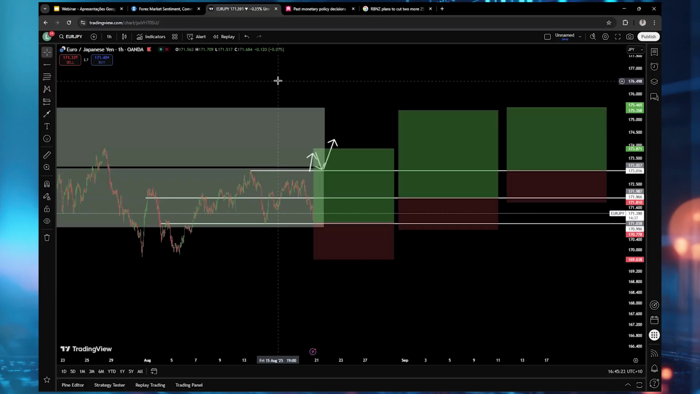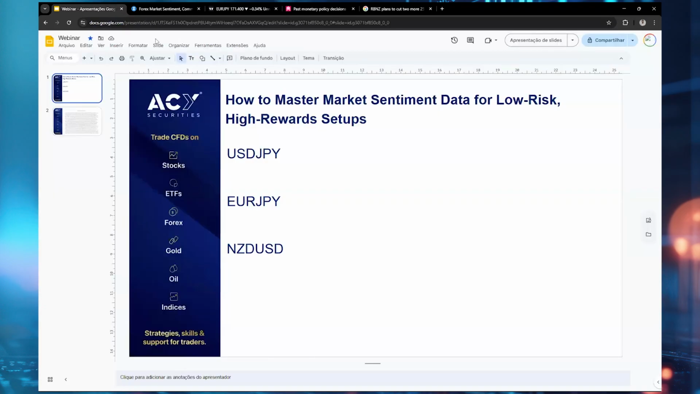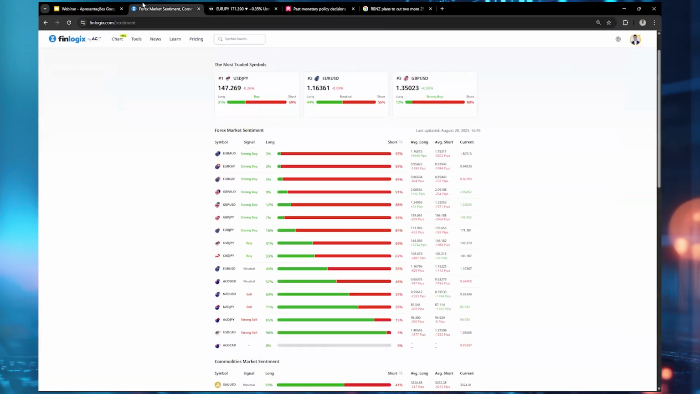I do believe if the Japanese yen doesn't gain strength overnight, we can probably have US dollar Japanese yen and Euro Japanese yen hitting targets in a very short period. Okay, cool. Now, the last position is the New Zealand against the US dollar. Now, just coming back to Euro yen, we can see here that the Euro yen is on a strong buy.